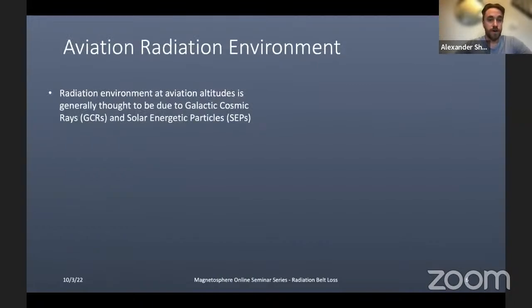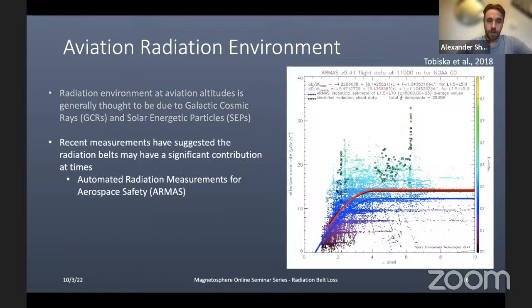Another effect of particle precipitation is on the radiation environment, especially at aviation altitudes, which is of primary concern. It's generally thought that this radiation environment is due to galactic cosmic rays and solar energetic particles. However, recent measurements have suggested that the radiation belts may have a significant contribution. This contribution is not directly from the electrons, but from the bremsstrahlung X-rays that those electrons produce, which are able to penetrate to lower altitudes than their parent electrons.